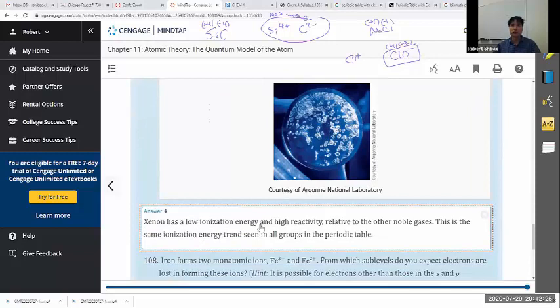Xenon has the lowest ionization energy. It doesn't have low, it still has high ionization energy. It's still very hard to ionize it. But it's the lowest of the noble gases and therefore the most reactive of the noble gases.